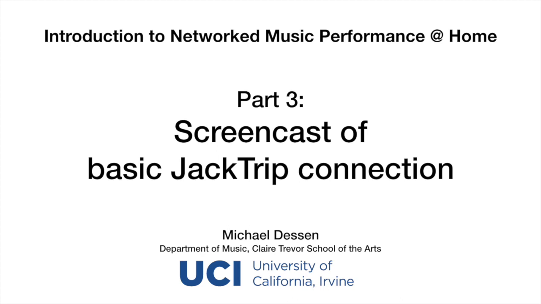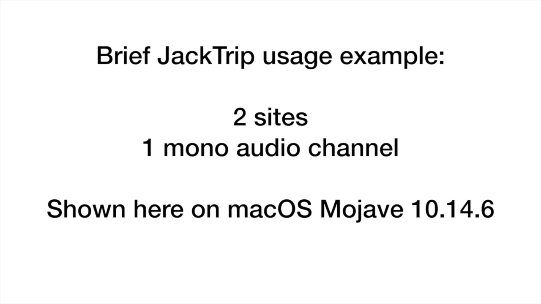This video is for people who want a quick idea of how JackTrip and other related software works. I'll be showing just a very basic example of how to connect two computers to exchange one channel of audio. I'm showing this on a Mac computer running the OS called Mojave, and the general idea is the same on other systems, but depending on your operating system or platform, certain steps might be a little different.